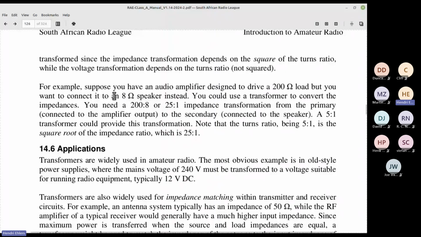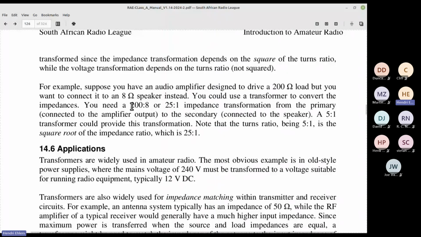For example, suppose you have an audio amplifier designed to drive a 200 ohm load, but you want to connect it to an 8 ohm speaker instead. You would use a transformer to convert the impedances. This is very common practice when it comes to valve amps. All valve amps have an audio transformer that transforms the impedance to the 8 ohm load that is needed.